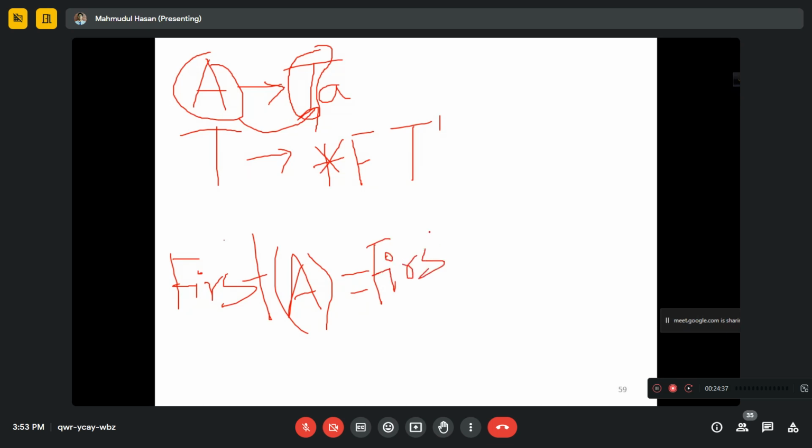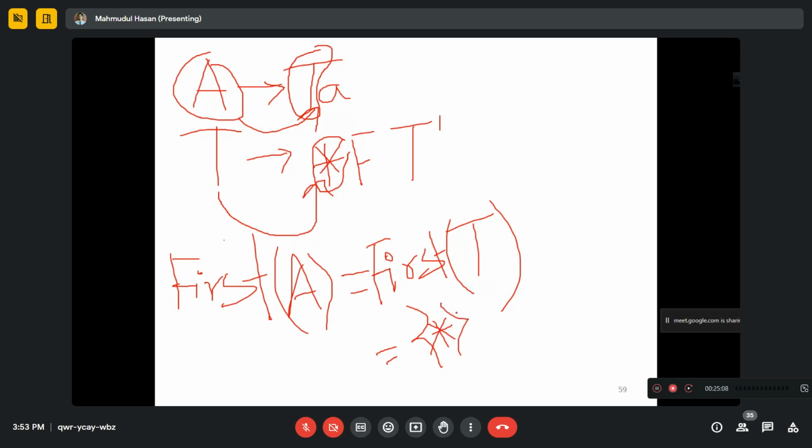That is this one, the first of T. T is a non-terminal, so at that time you need to find out the first of T. Now consider the first of T. The first of T is star, because the leftmost one is a terminal. So in this case, the first of A and the first of T are the same. Okay, everyone? In this case, the first of A equals the first of T.